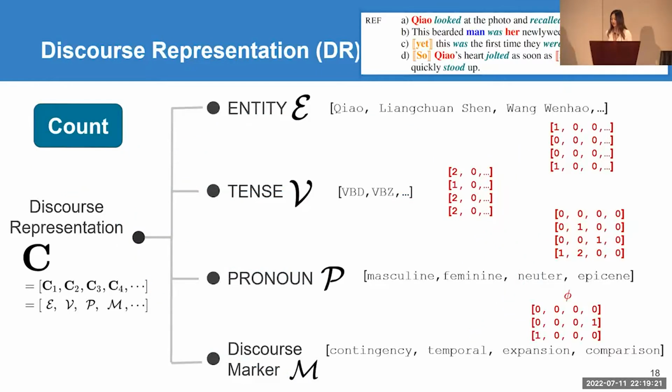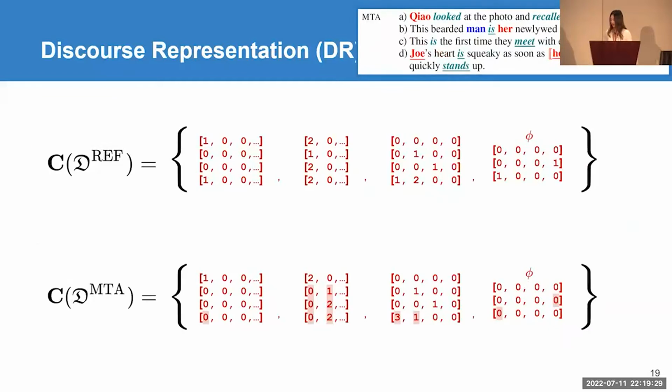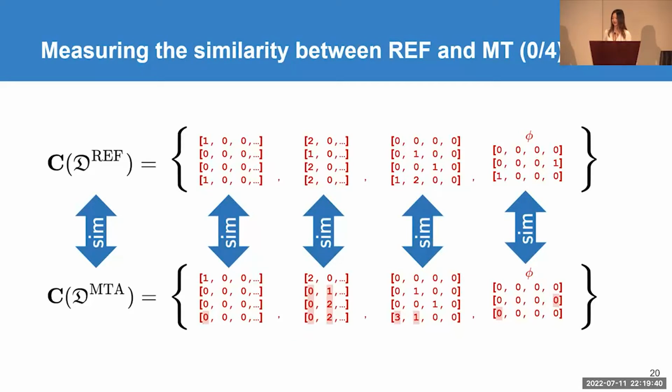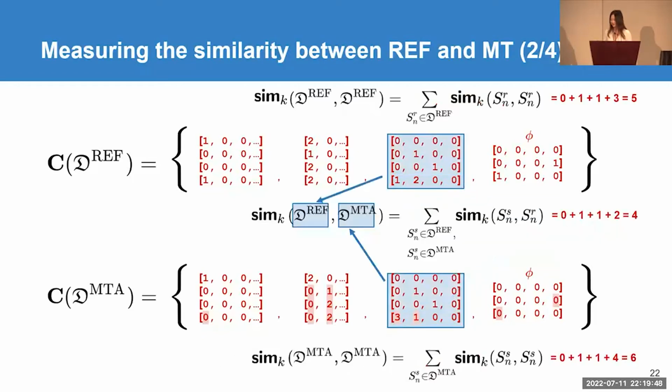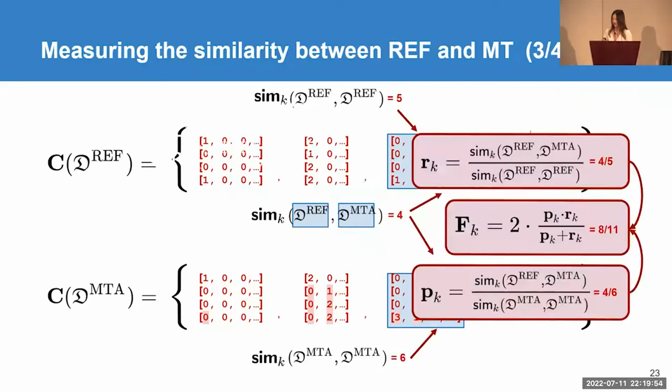The simplest operationalization of discourse representation would be just count, just like how the ungrounded statistics are calculated in BLEU. Once we have the discourse representation of both the reference and the system output, we can calculate similarity between these two representations for each discourse category. Again, the simplest way to operationalize similarity measurement is the clipped counts as in BLEU. Then we sum up the counts of all sentences in the discourse, and then calculate the recall, precision, and F1 measure of the aggregated counts.